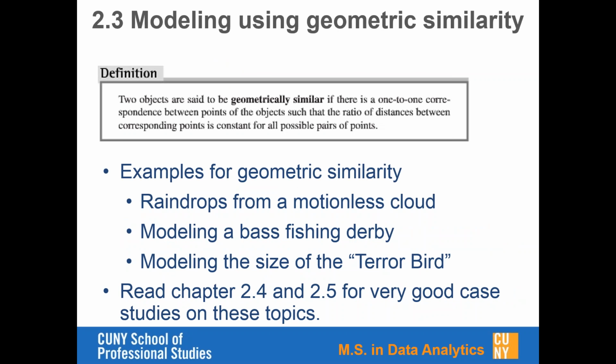And then modeling using geometric similarity. In the textbook, there are some examples talking about raindrops from a motionless cloud, and you can look at chapters 2.4 and 2.5 for very good case studies on these topics. It's not crazily important, but it's definitely something that's good to know.